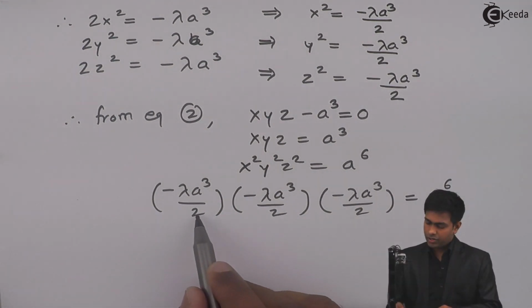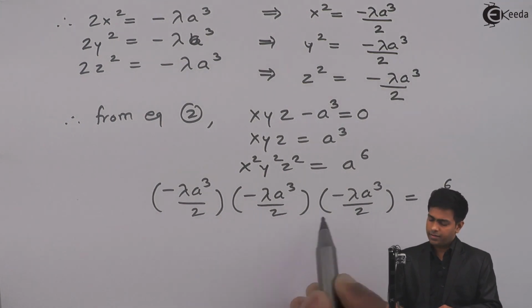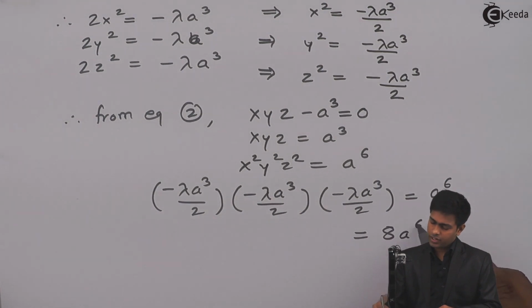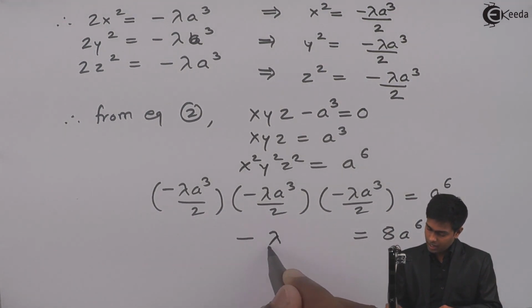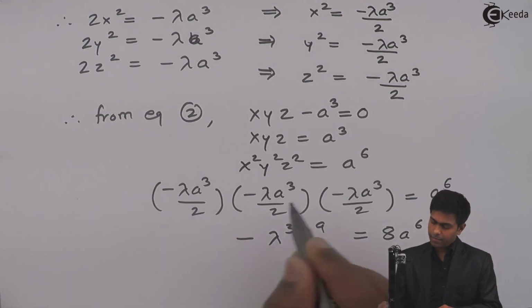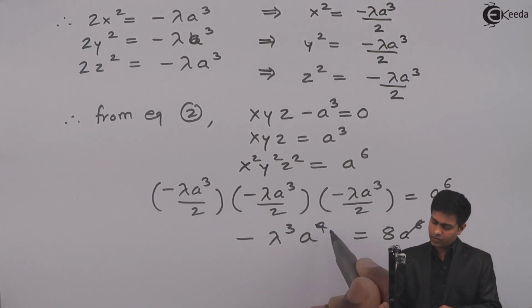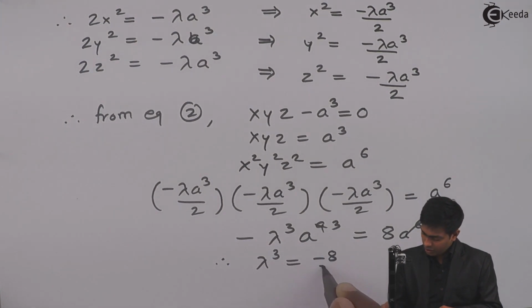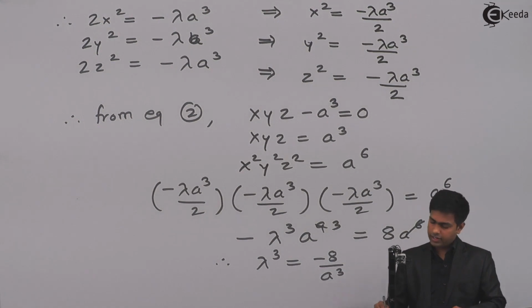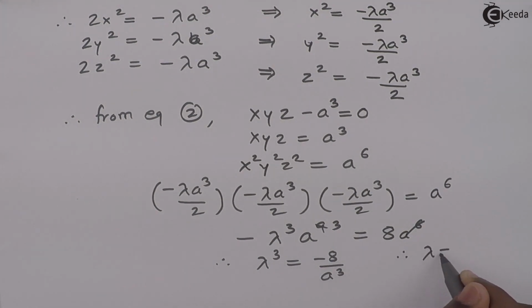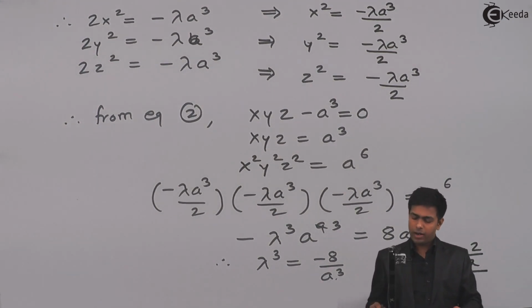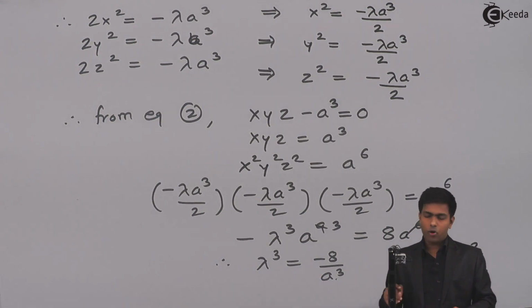So here we'll get 2 into 2 into 2, that is 8. 8 will go there and will multiply, so we'll get 8 times a raised to 6. This will become minus lambda cube a raised to 9. Next, a raised to 6 and this 6 will cancel. Here we'll get 3. Therefore lambda cube is minus 8 upon a cube, so by finding the cube root, we will get the value of lambda as minus 2 upon a.